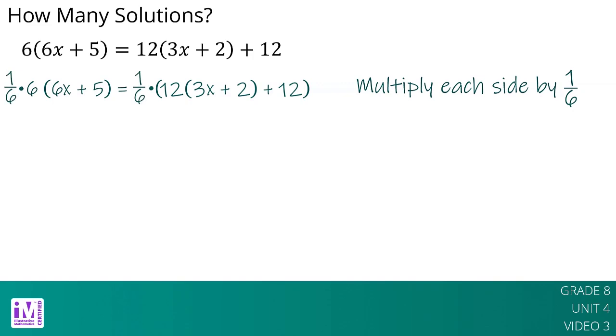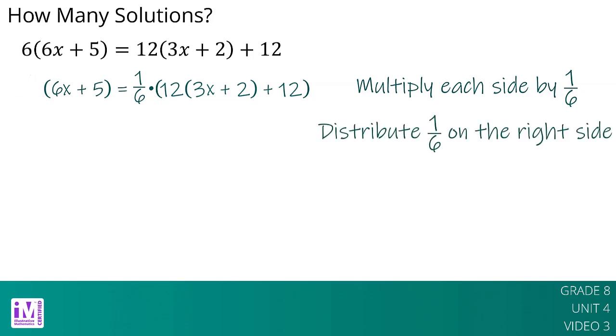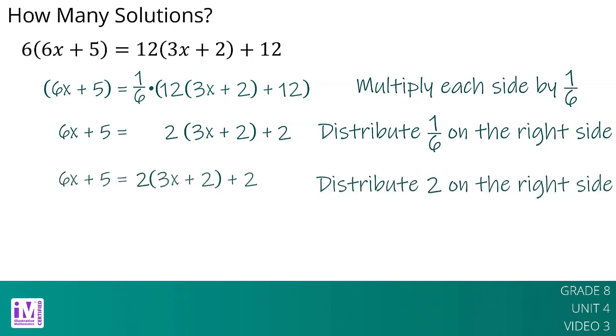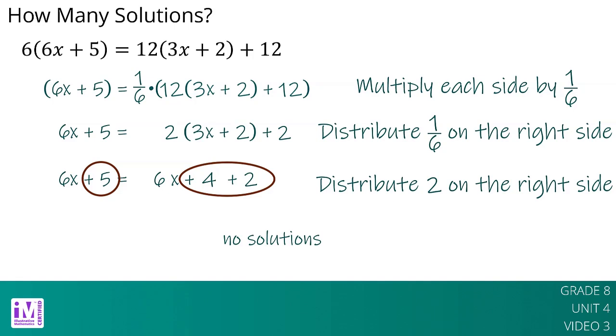This leaves us with only 6x + 5 on the left side, and distributing 1/6 on the right side leaves us with 2(3x + 2) + 2. Now we can distribute 2 on the right side. This last move makes it clear that the constant term on each side, 5 and 4 + 2, are not the same. Since adding 5 to an amount is always less than adding 4 + 2 to that same amount, we know there are no solutions.